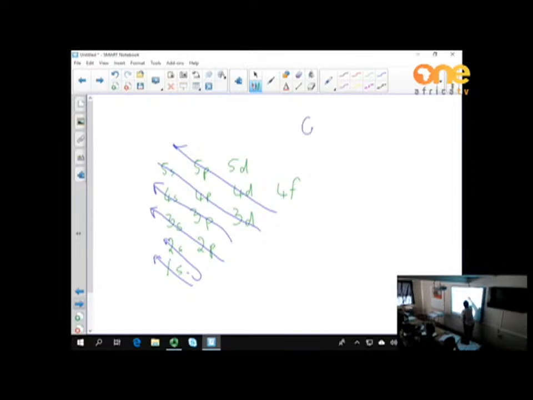We have chromium and we have copper. Now, chromium has got 24 protons, and copper has got 29 protons. Okay, so what is going to happen is that if we go and have a look at the distribution of chromium first, I'll draw in my cells.